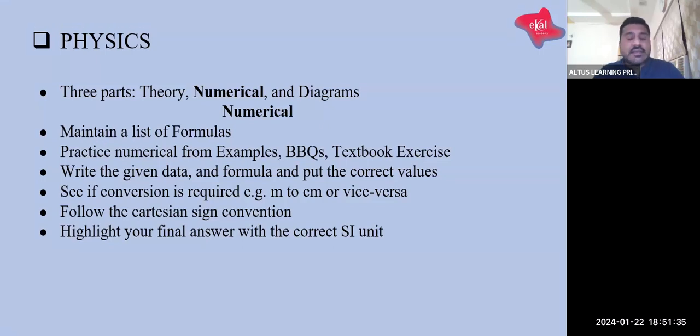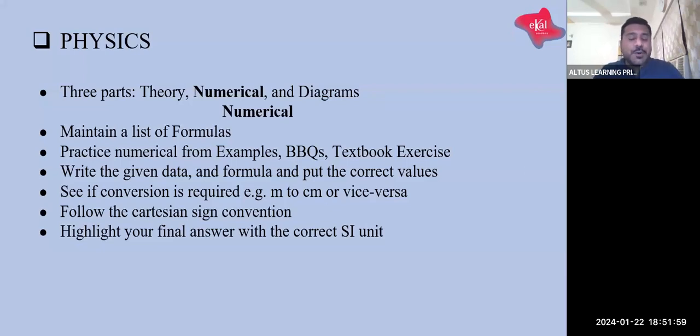When you write the given data, you will be able to understand what is given, what is to be found out, and which formula is to be applied. After writing the given data, you will understand that a particular formula is to be applied. Write that formula. You may think, why write a formula every time I attempt the numerical?